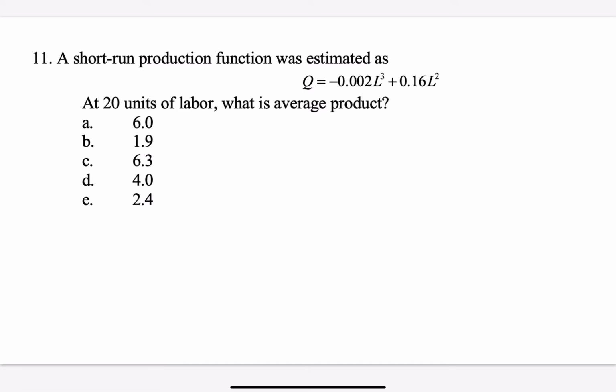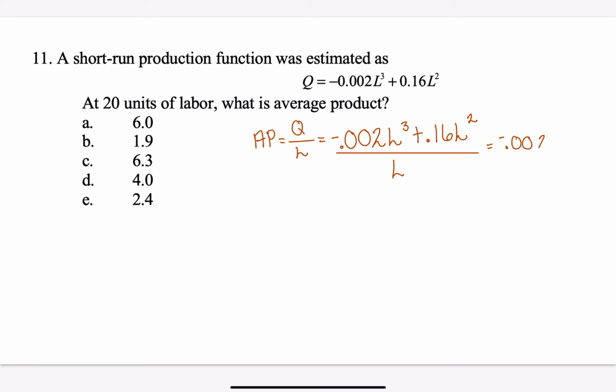Short run production function is estimated as same thing as last time. At 20 units of labor, what is average product? So our average product curve is defined as Q divided by L, which is negative 0.002 L to the third plus 0.16 L squared divided by L, and since there's an L in both of them, we can reduce those exponents. We get negative 0.002 L squared plus 0.16 L. And we're going to substitute in 20.